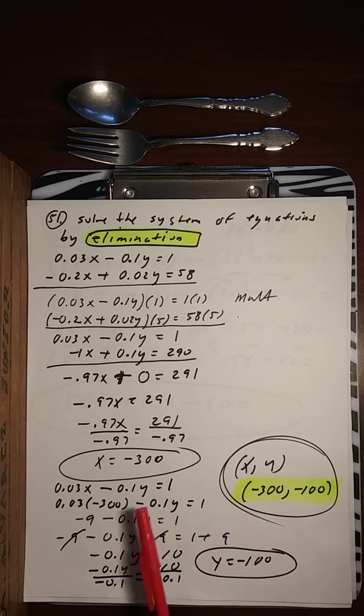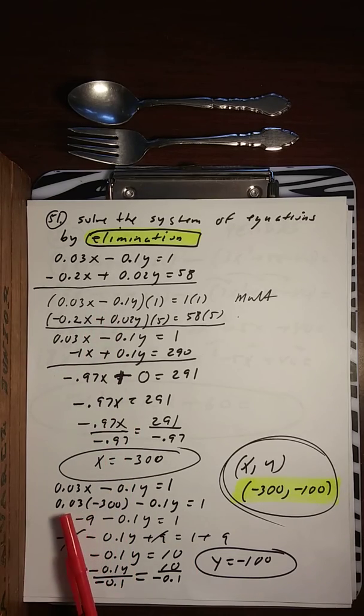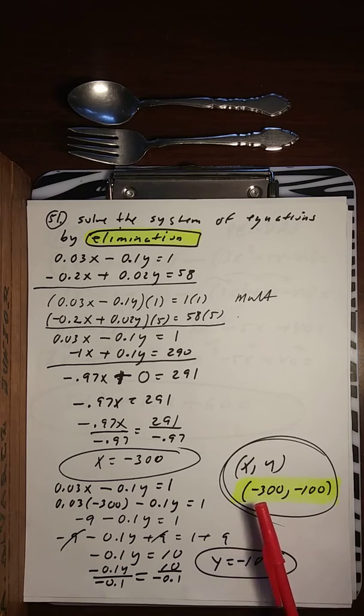Now substitute back into the formula. 0.03 times this is negative 9, and then add 9 to both sides. So now we have negative 0.1y equals this. Divide by negative 0.1, and you're going to get negative 100. So the answer is x is what? Negative 300. y is what? Negative 100.